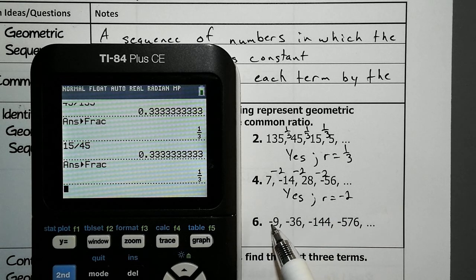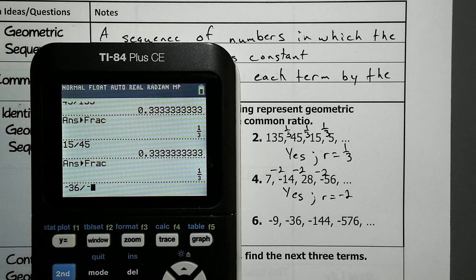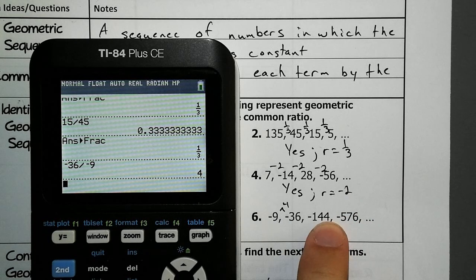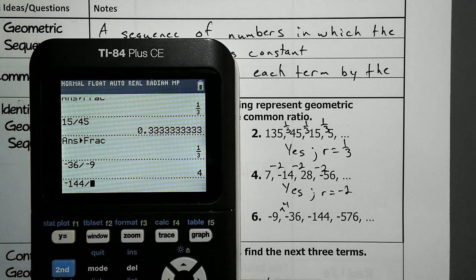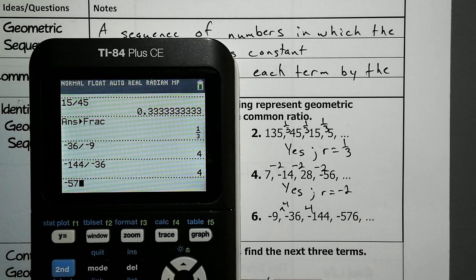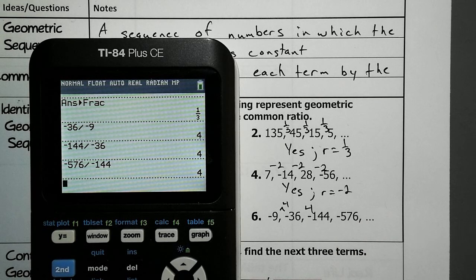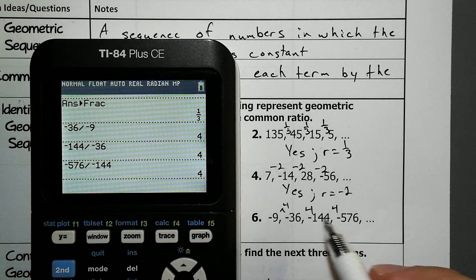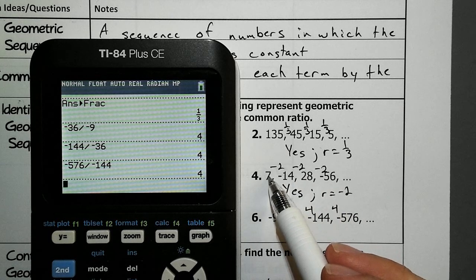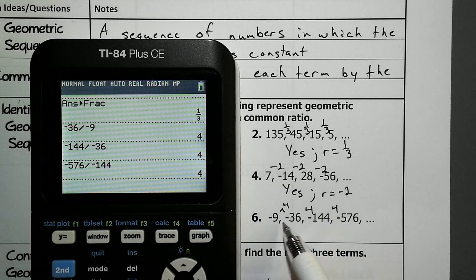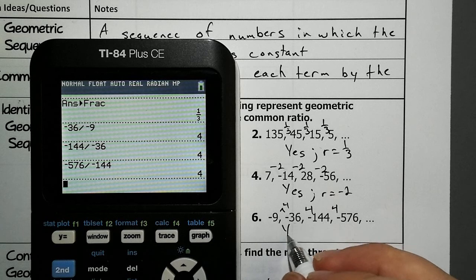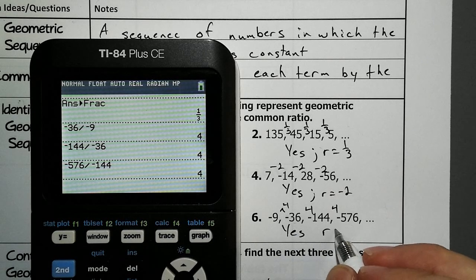Negative 36 divided by negative 9 will give me positive 4. Negative 144 divided by negative 36, positive 4. Negative 576 divided by negative 144 will also give me positive 4. Now, be careful when you see negatives. You see how these were alternating negatives? And it would go positive, negative, positive, negative. If they're all negatives, you're going to still have a positive ratio because negative divided by negative is always positive. So this one is also a yes. It is a geometric sequence, and the ratio here is 4.